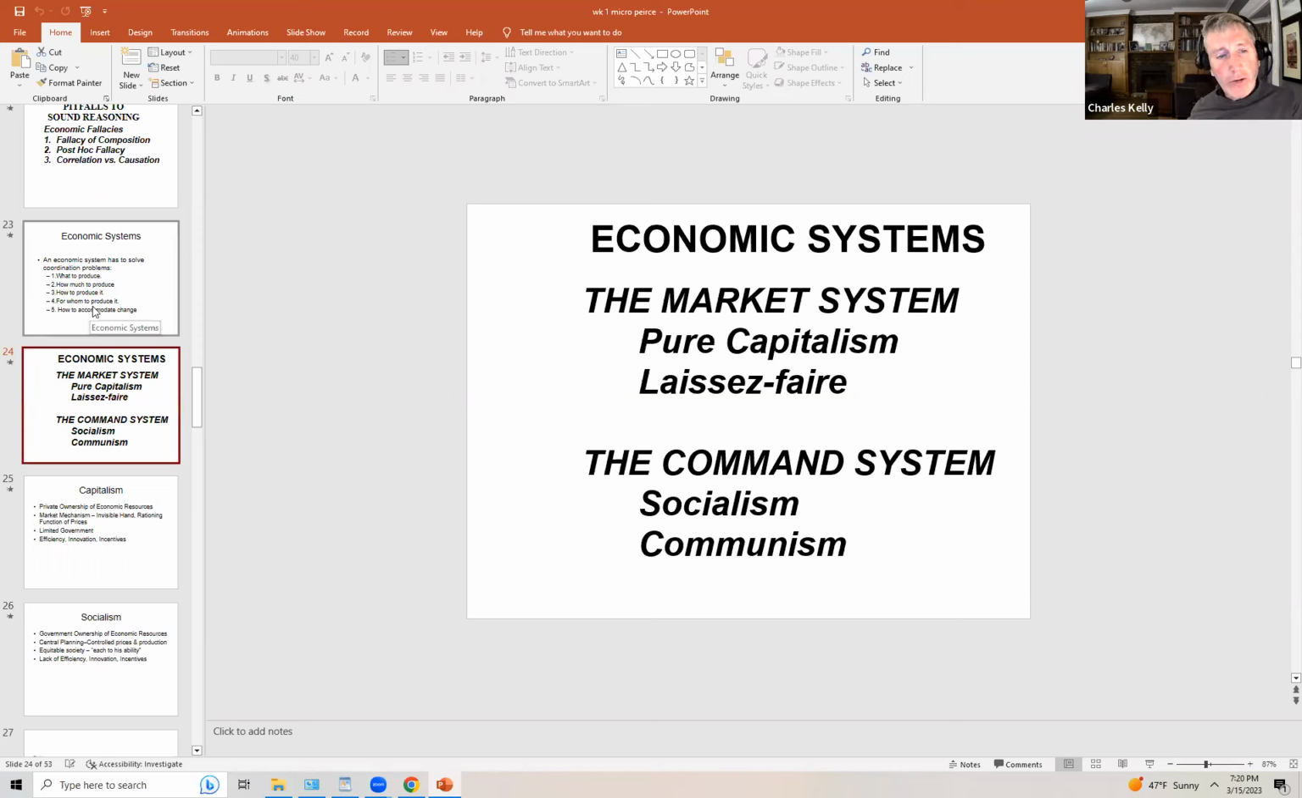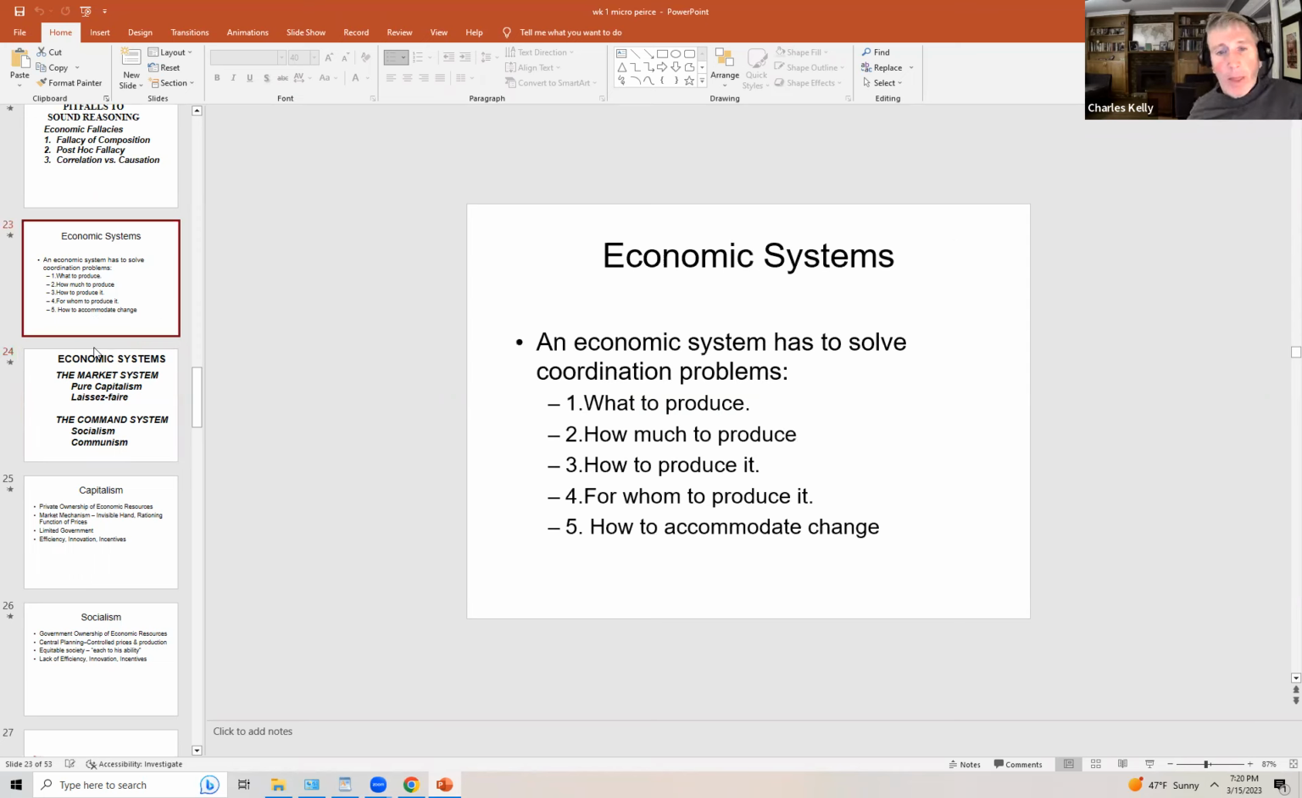Either way, the system has to answer these questions: what to produce, how to produce, how much of it to produce, and who gets the benefits. Those are the four basic economic questions. And then over time, the system has to answer the question of how to accommodate change.